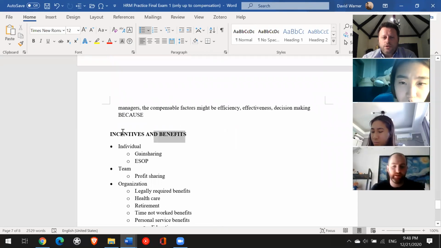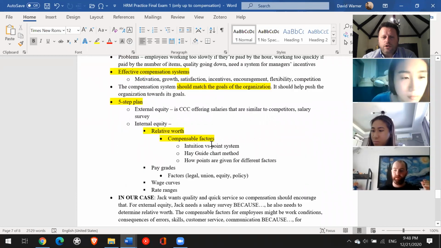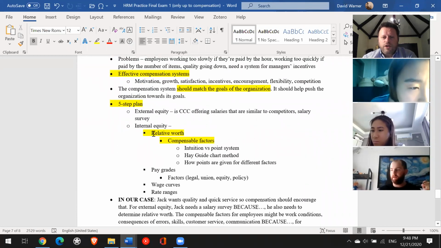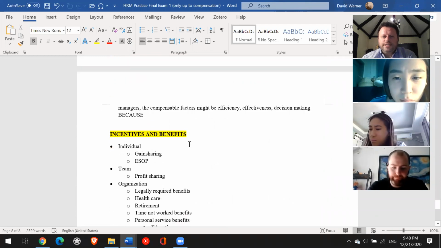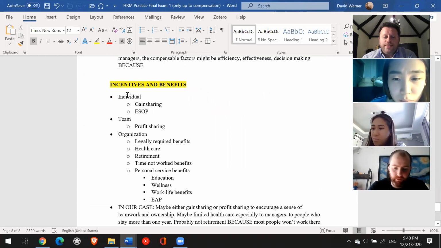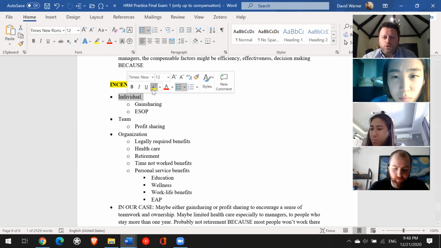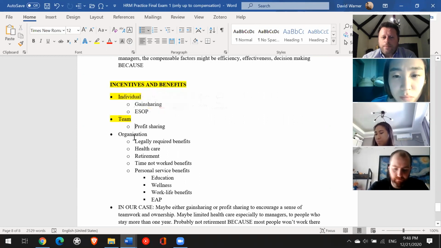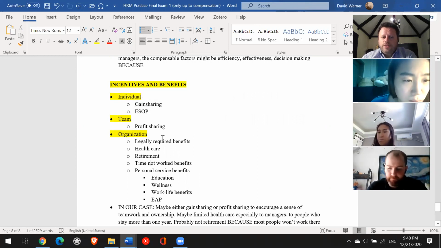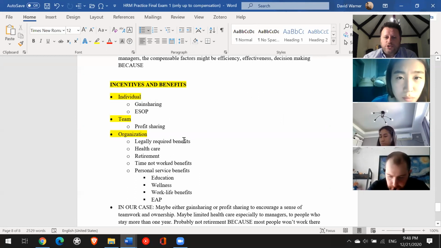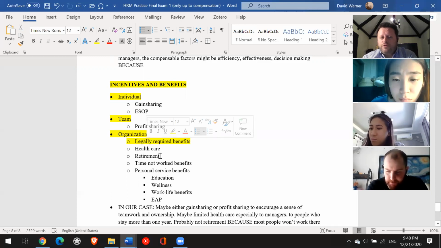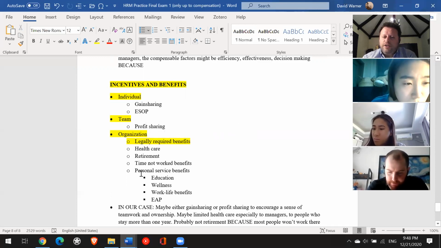For benefits, that also will definitely be on the final. So here, you know, this 5-step plan, but relative worth and compensable factors are kind of the key ideas. Incentives and benefits, we're talking about, I think, individual versus team versus organization. I think that's how you should think about it. There are some legally required benefits. You got to know those because those have to be given. Healthcare versus retirement versus all these other things, have an idea of what you would recommend, but really understand individual versus team versus organization.